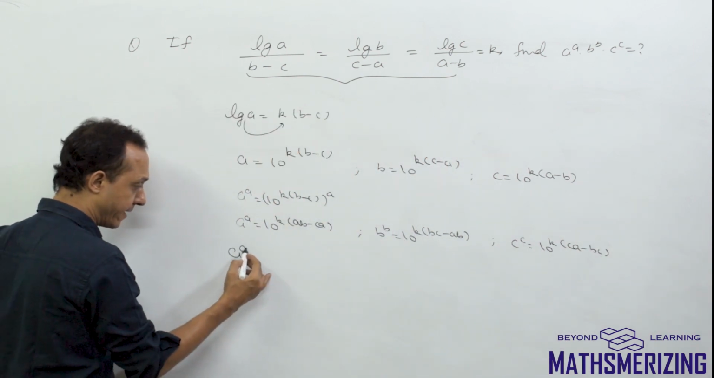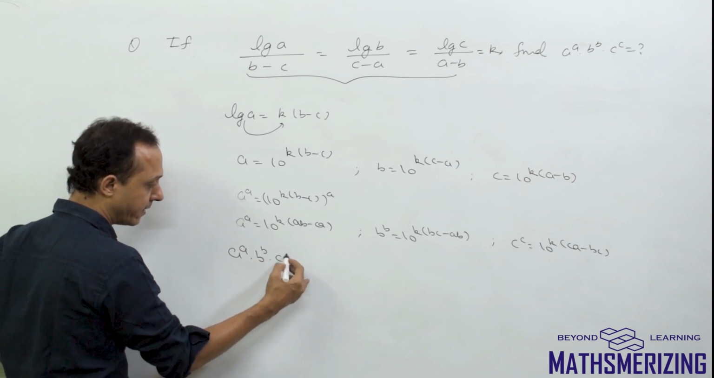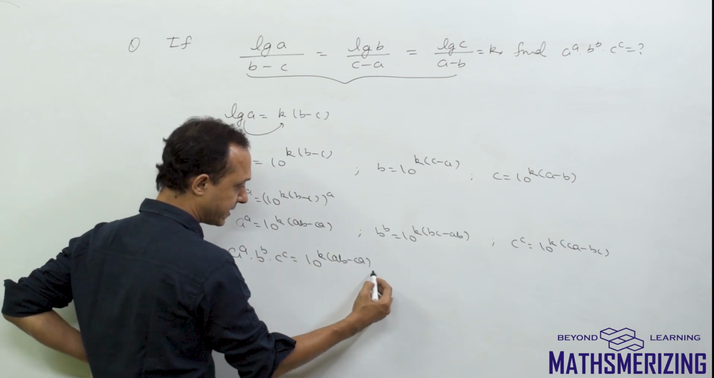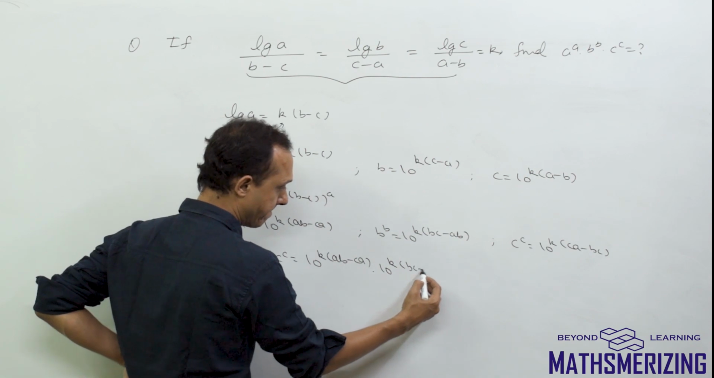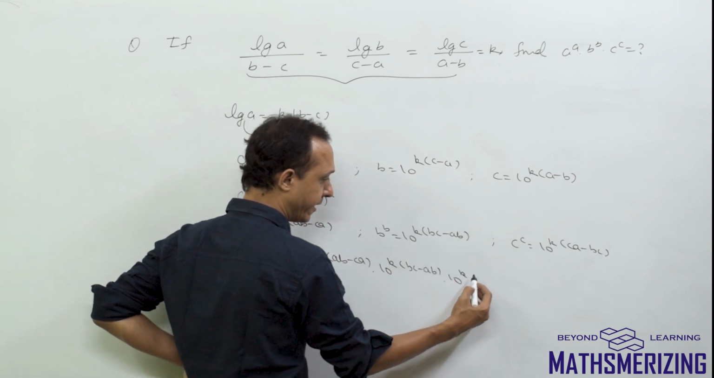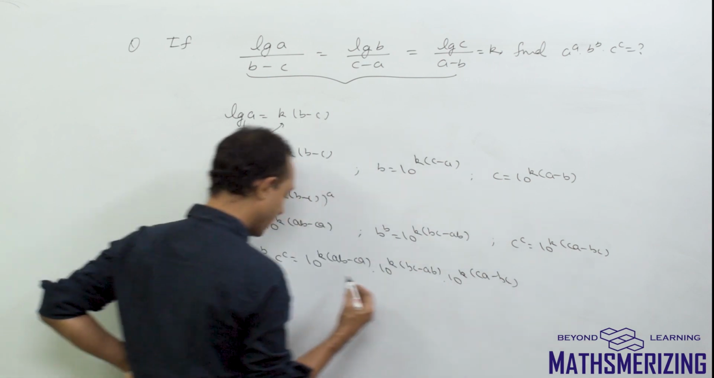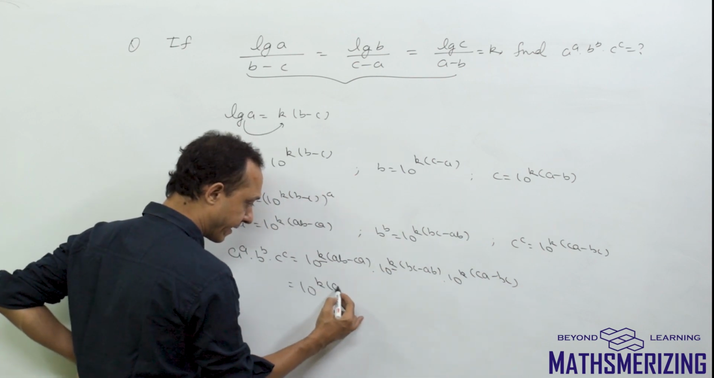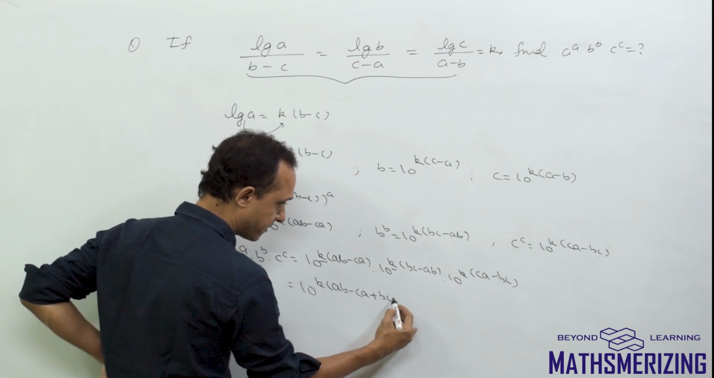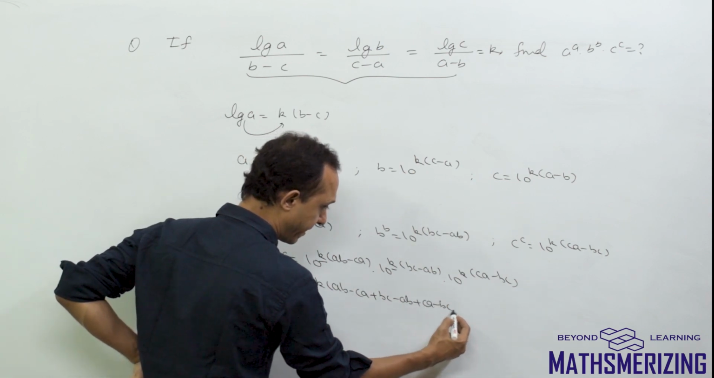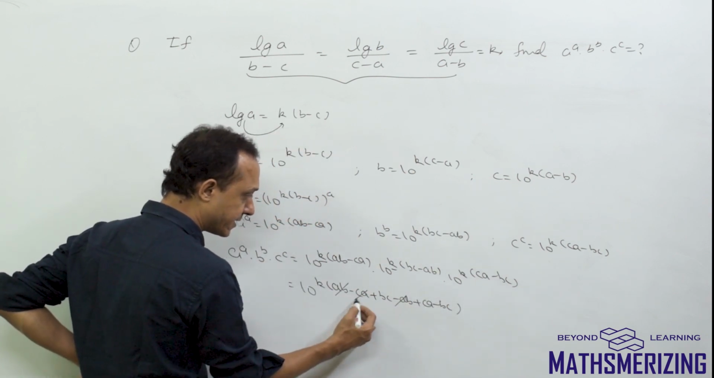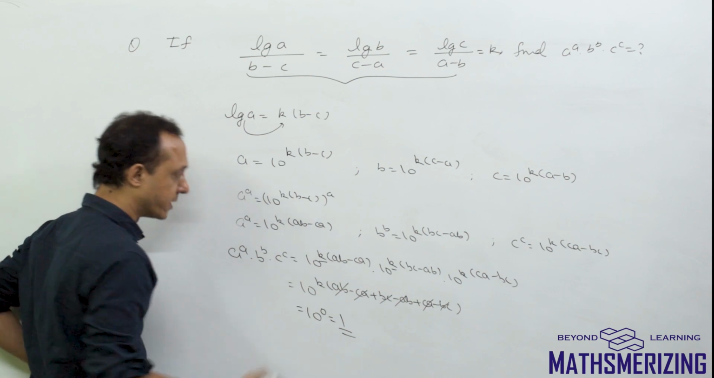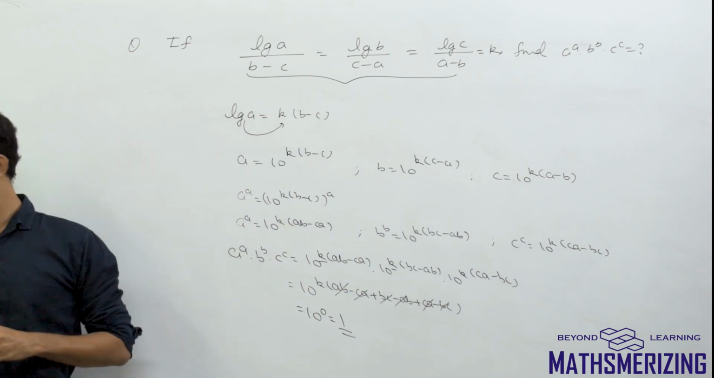So if I multiply them, I can write a to the power a into b to the power b into c to the power c as 10 to the power k, ab minus ca, into 10 to the power k, bc minus ab, into 10 to the power k, ca minus bc. Now I can add all of the exponents. So I can take k common and write it as ab minus ca plus bc minus ab plus ca minus bc. Now ab gets cancelled, ca and then bc also get cancelled. So this is 10 to the power 0, and 10 to the power 0 is 1. So the answer to this question is 1.